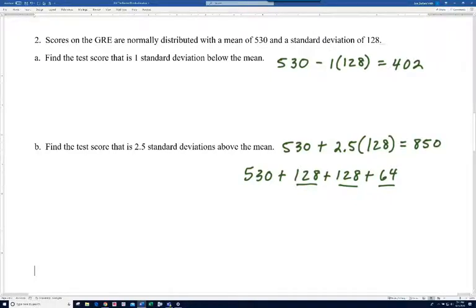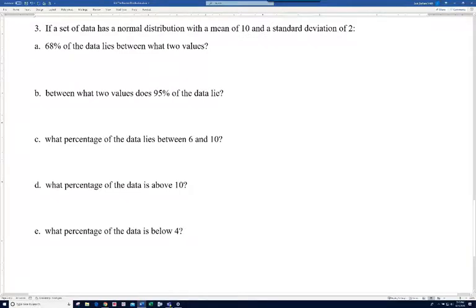All right, let's move on to the next slide, our last slide. It says if a set of data has a normal distribution with a mean of 10 and a standard deviation of 2, 68% of the data lies between what two values?